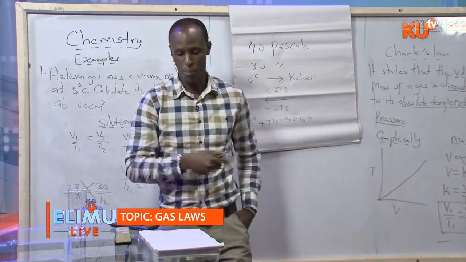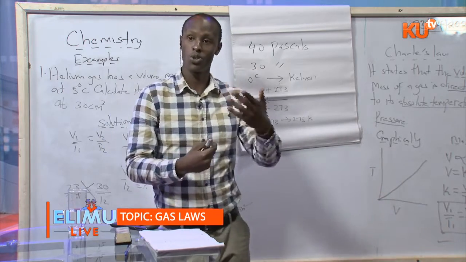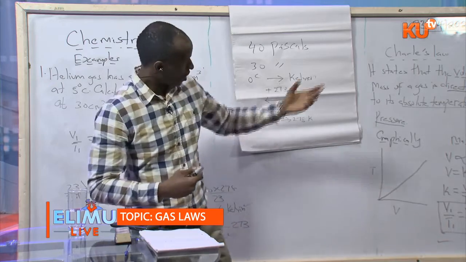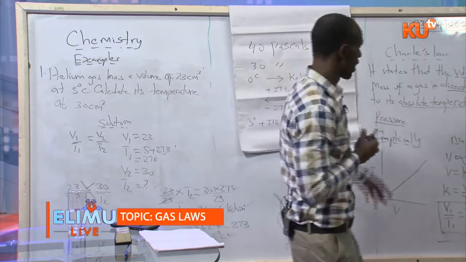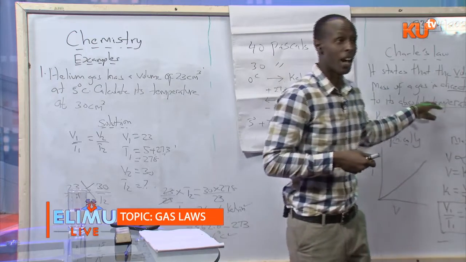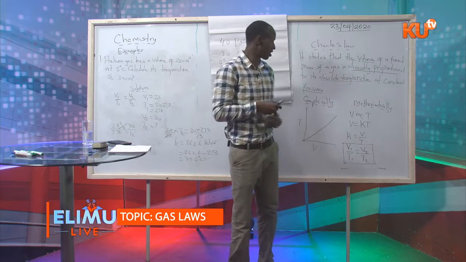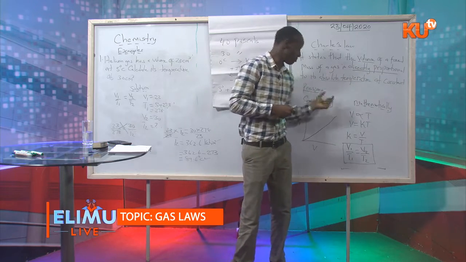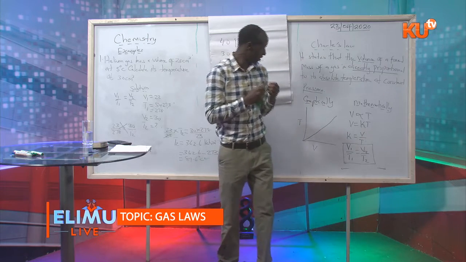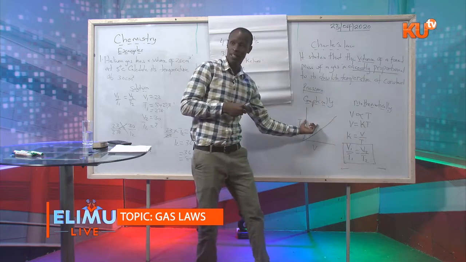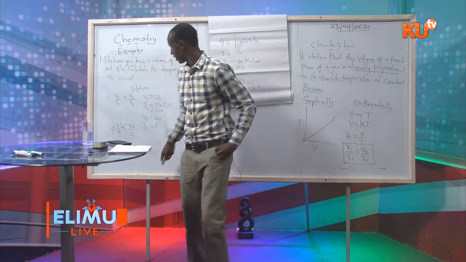Then we have looked at one example. The second one I told you you can attempt. We came to Charles Law. Charles Law now deals with volume and absolute temperature. The volume is directly proportional to the absolute temperature at constant pressure. Here you hold the pressure constant. You don't change the pressure. And that's how you represent it graphically, and that's how you present it mathematically.